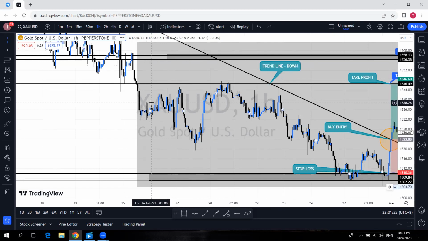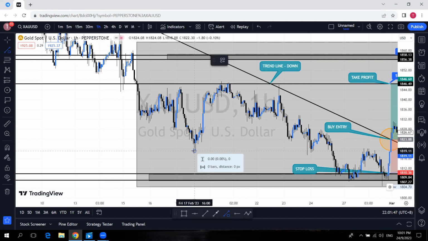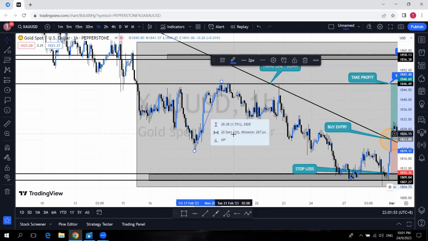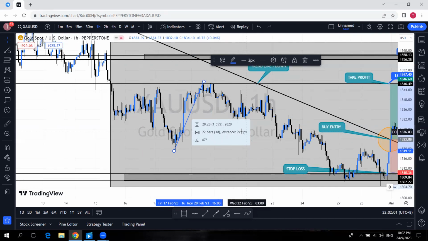Okay, let's just say from this bottom to this top, I'm going to use this tool called the info line. So I'm just going to take from the bottom here, which is Friday, 17th of February, 2023 at 4 p.m. I'm going to click and pull up to the highest. Okay, so this would be taking roughly around 22 bars, which is around 3 days. So you can see here the distance. You don't need to worry about this distance.